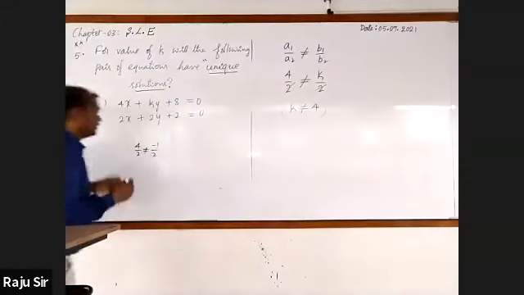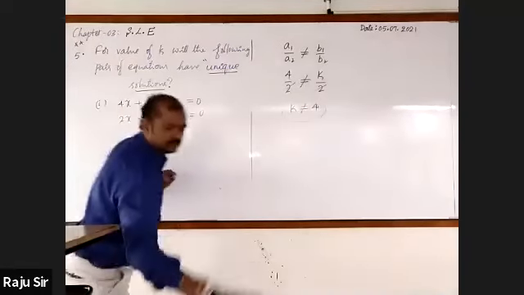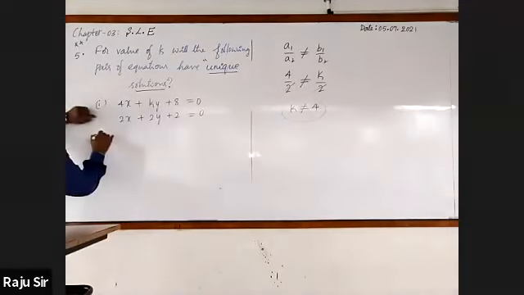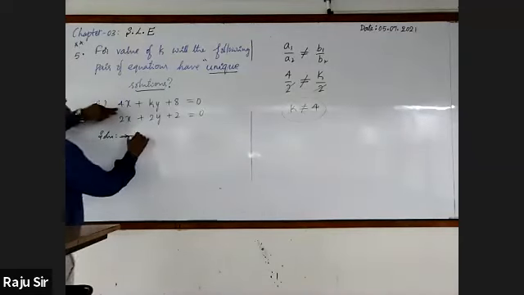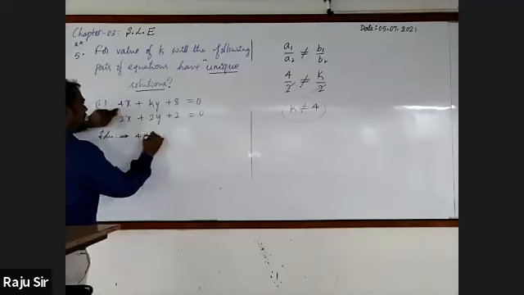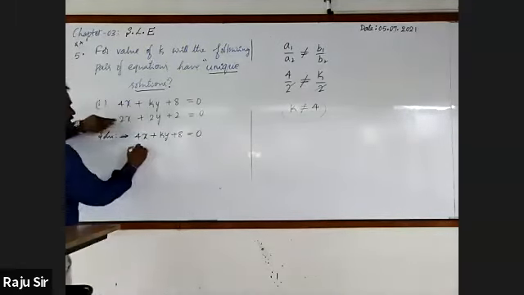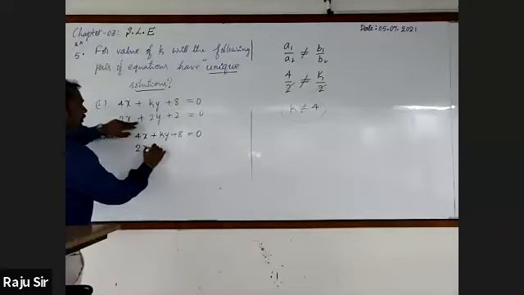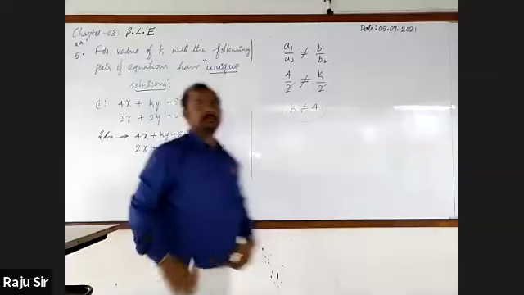Now, please write with me. The given equations are already in standard form. Anyhow, once we shall write it, it is the common step. It is 4x plus ky plus 8 equal to 0. Second equation, 2x plus 2y plus 2 is equal to 0.